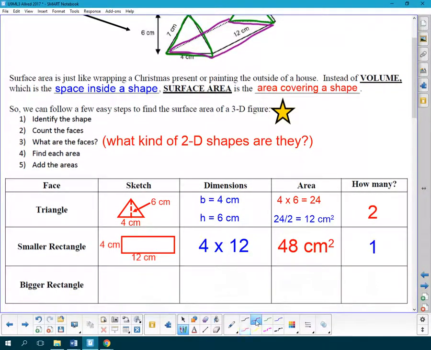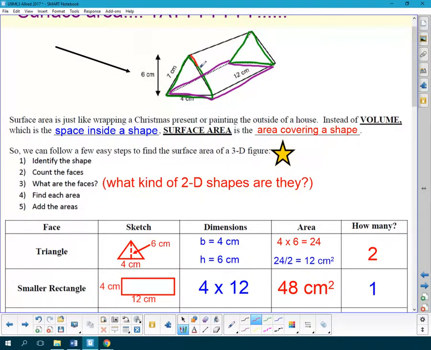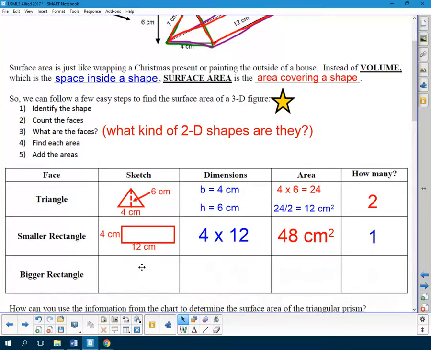There are 2 bigger rectangles on either side. I'm about to highlight those for you in red. There's one on one side of the triangular prism, and there's one just like it on the other side. Those rectangles are 7 by 12. They are about to be sketched for you on your screen. They are 7 by 12 rectangles. The area of one of them, 7 times 12, is 84 centimeters squared, and there are 2 rectangles just like it.